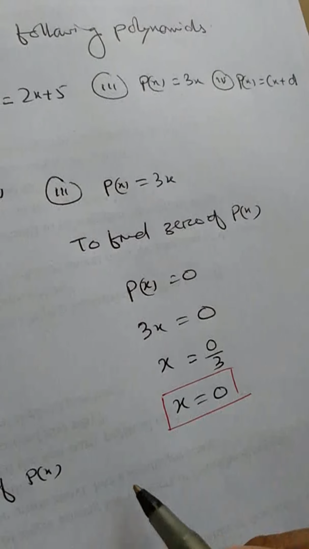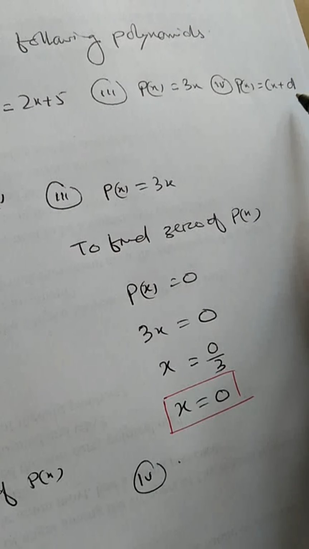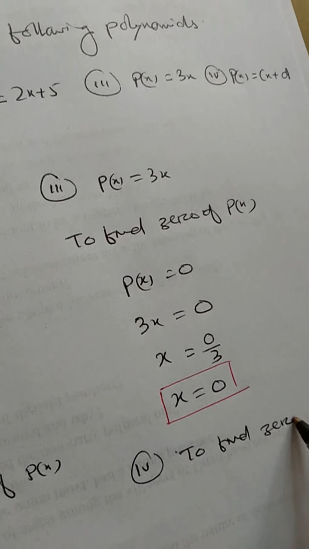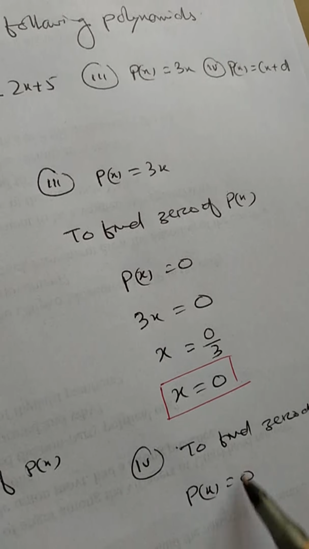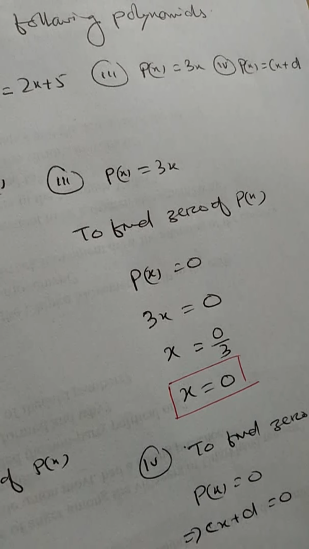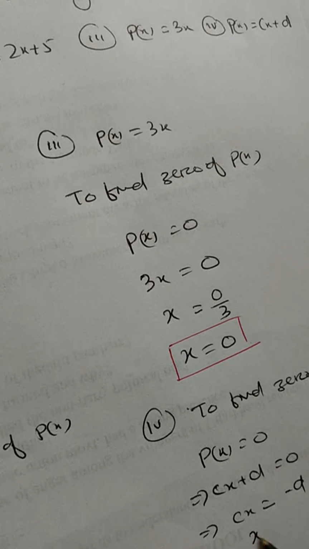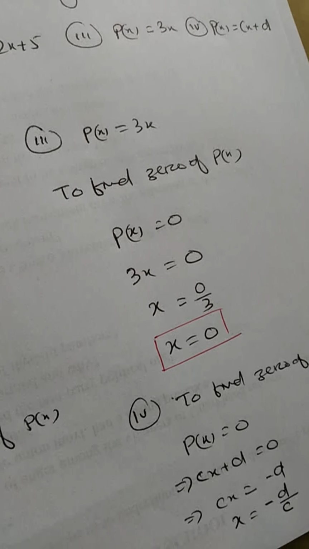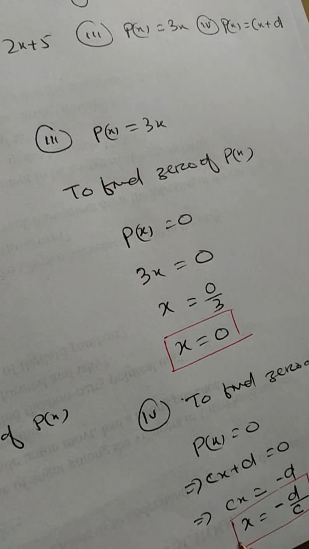Fourth number is given p(x) equals cx plus d. So to find the 0 of p(x), we'll write p(x) equal to 0. So cx plus d equal to 0. Then cx equals minus d, and x equals minus d by c, which is the 0 of this given polynomial.